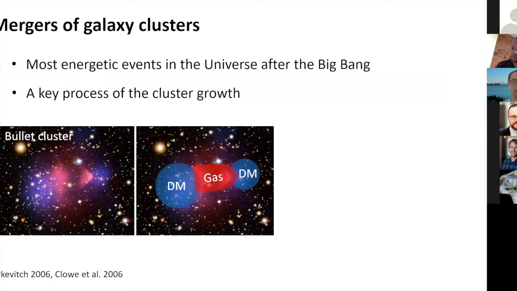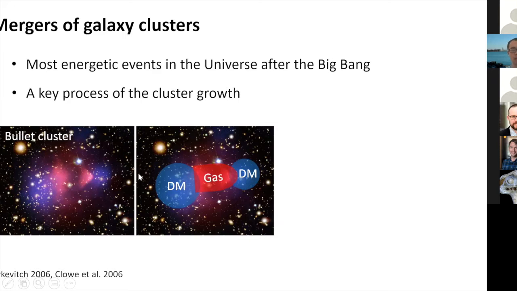They are essential for cluster growth. You may have seen this beautiful image many times, which shows one of the most famous examples of merging clusters, the Bullet Cluster. The red and the blue colors show you the distributions of the hot gas and dark matter.